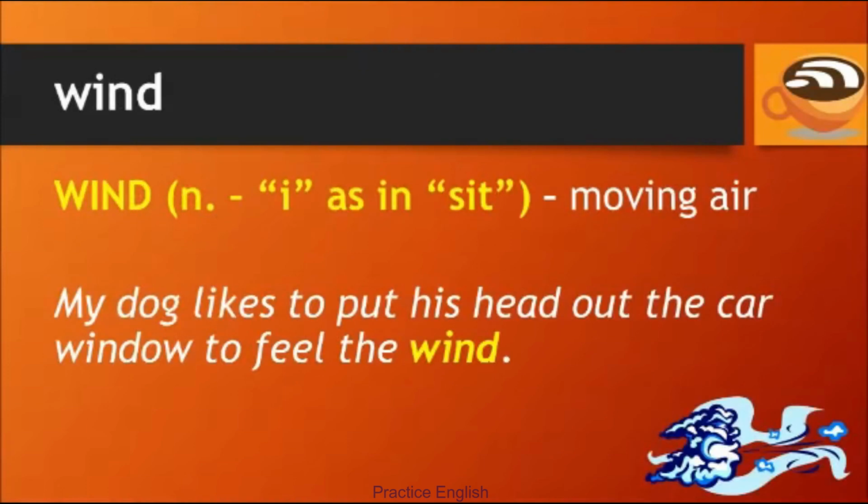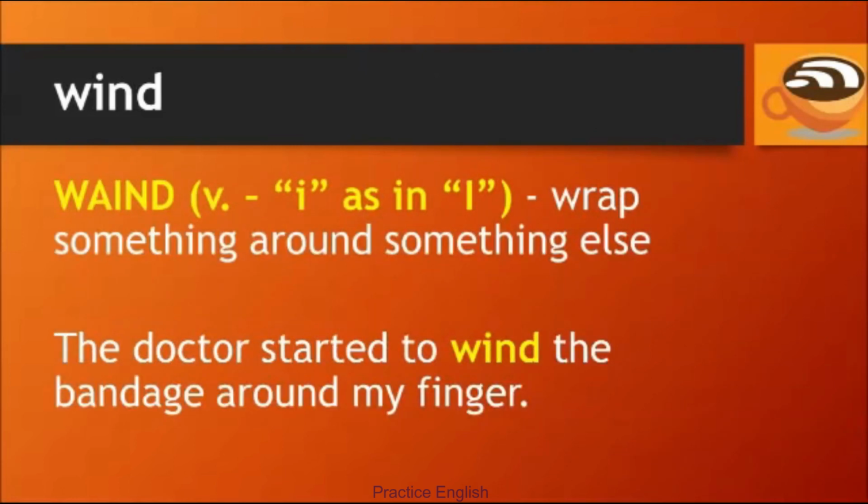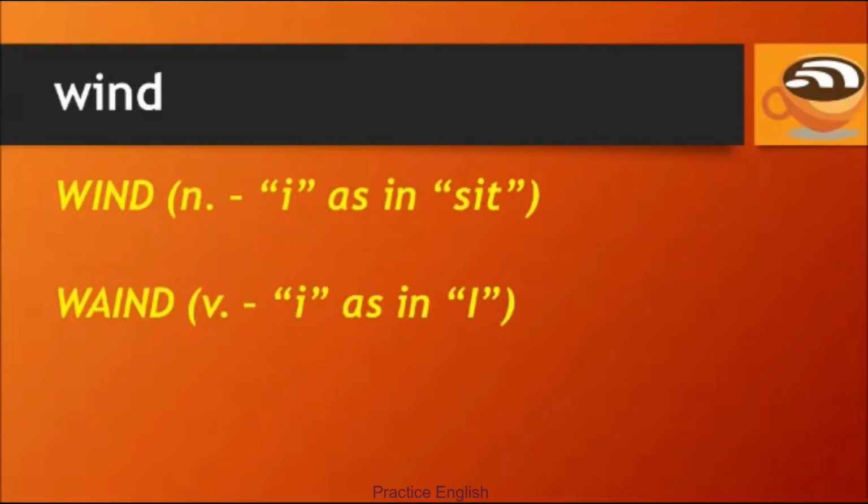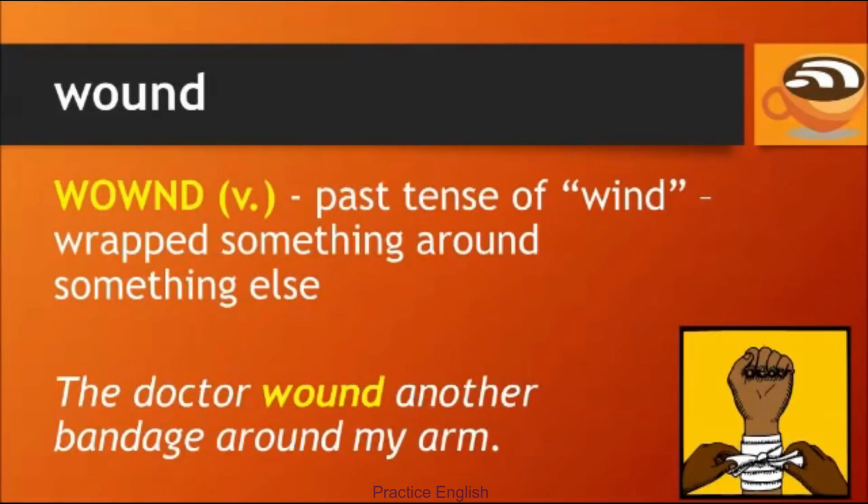Our next one is wind and wind. Wind means moving air. For example, my dog likes to put his head out the car window to feel the wind. Wind means to wrap something around something else. For example, the doctor started to wind the bandage around my finger. Wind, wind.